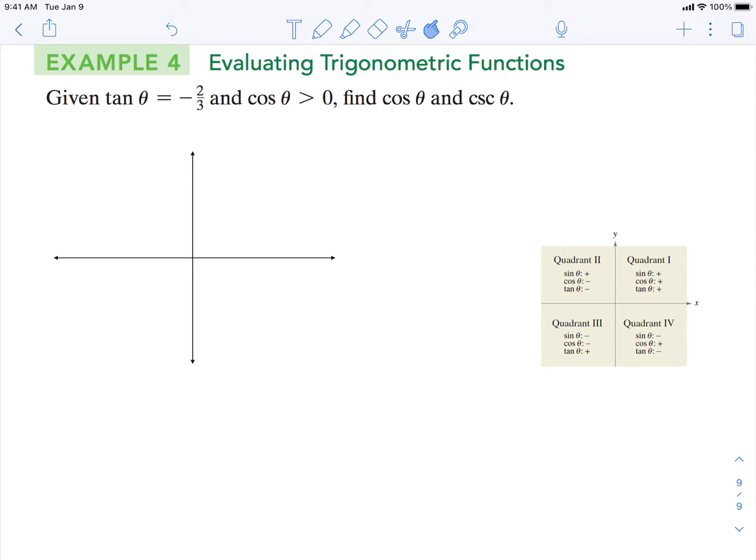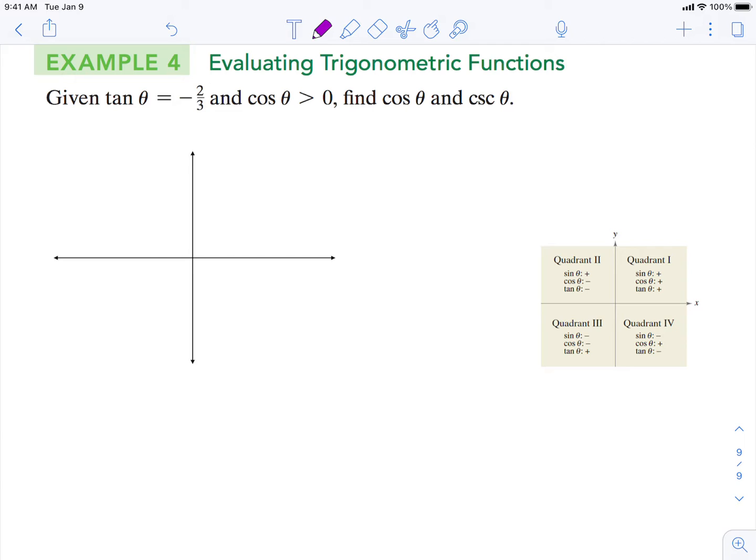All right, here's example 4 where we're giving you that the tangent of angle theta is negative 2/3 and that the cosine of the angle is greater than 0. And we want to find the value of the cosine of theta and the cosecant of theta.